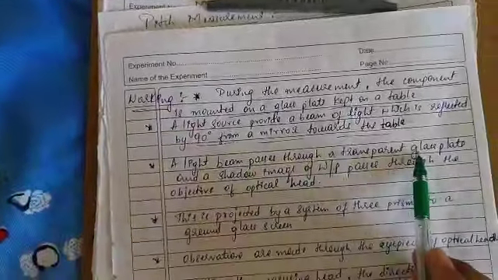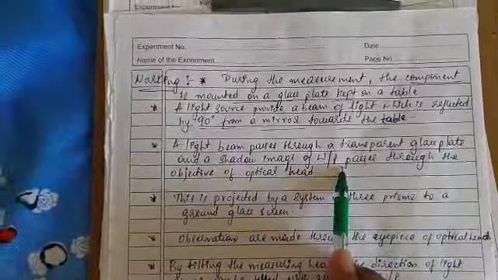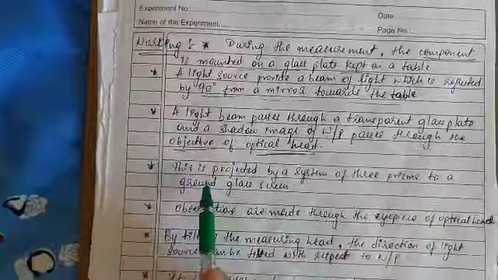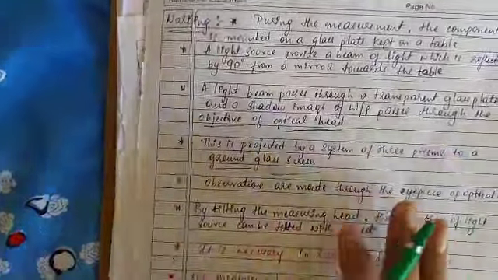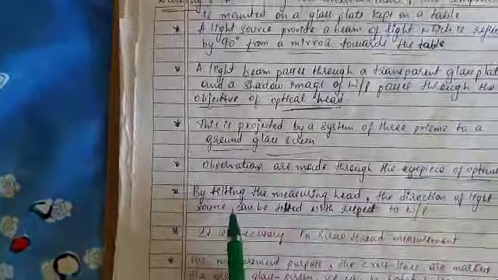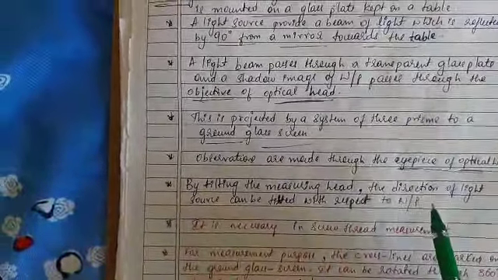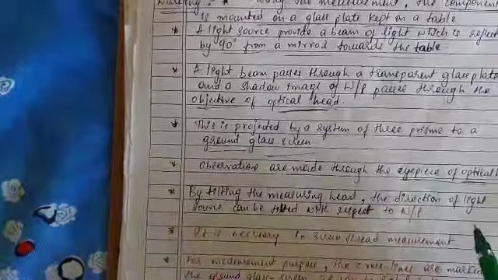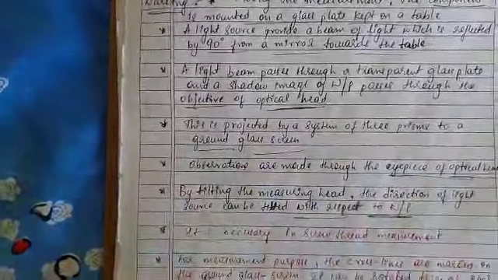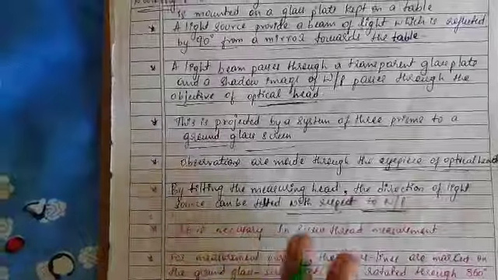The light beam passes through the transparent glass plate, and a shadow image of the workpiece passes through the objective of the optical head. It is then projected by a system of three prisms to a ground glass screen, and the observations are made through the eyepiece of the optical head. By tilting the measuring head, the direction of the light source can be tilted with respect to the workpiece.